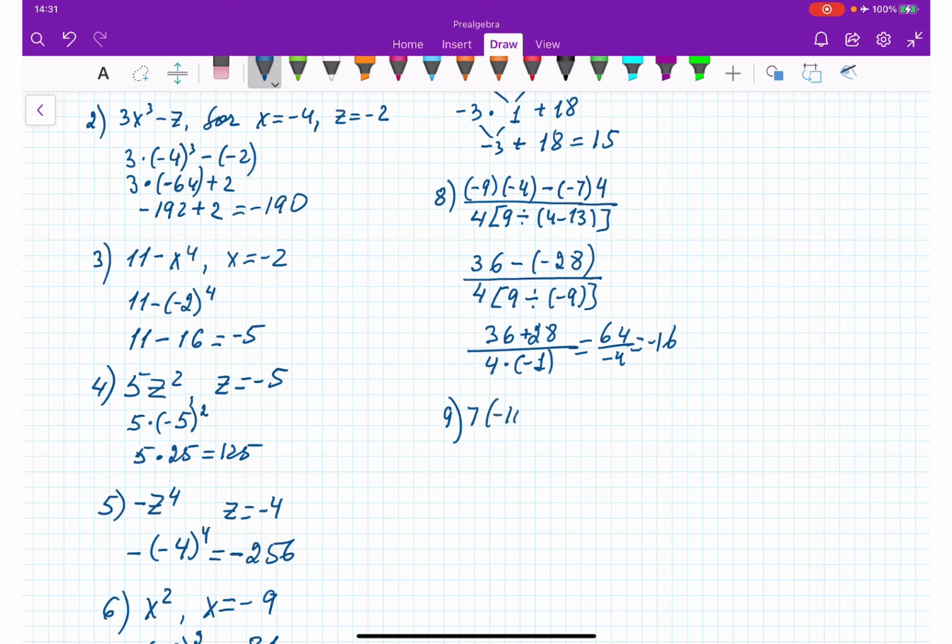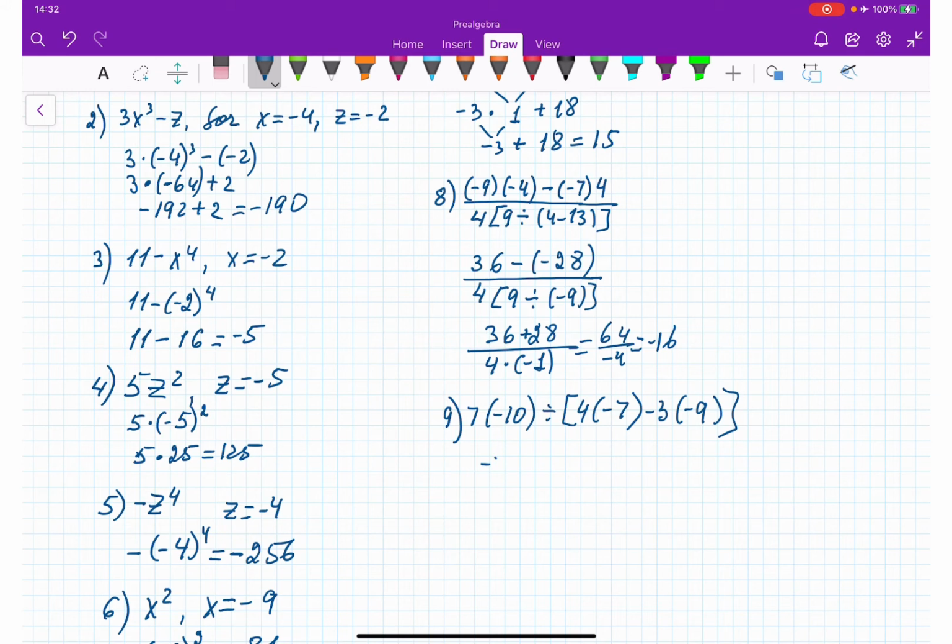7 times negative 10 divided by 4 times negative 7 minus 3 times negative 9. Okay, so let's clear the square brackets. 7 times negative 10 we can multiply because it's not related to the square bracket. So I can multiply here.